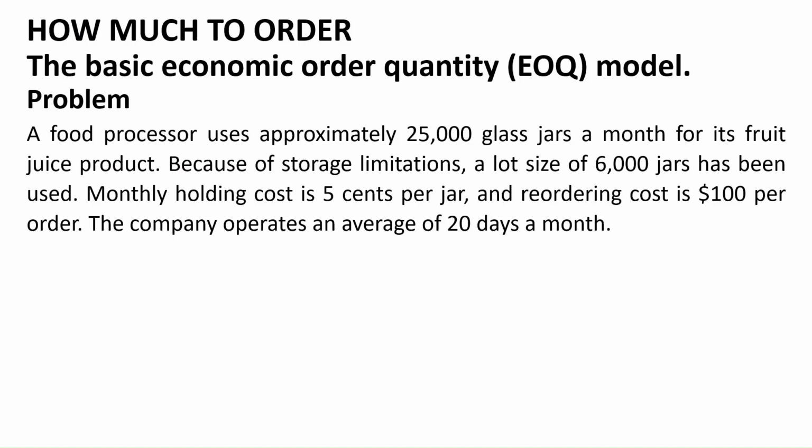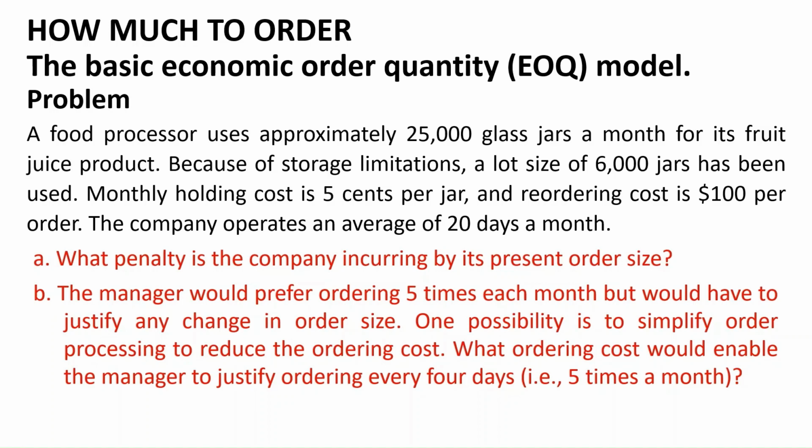A food processor uses approximately 25,000 glass jars a month for its fruit juice product. Because of storage limitations, a lot size of 6,000 jars has been used. Monthly holding cost is 5 cents per jar, and reordering cost is $100 per order. The company operates an average of 20 days a month. What penalty is the company incurring by its present order size?